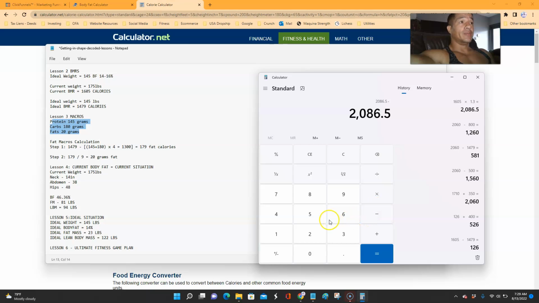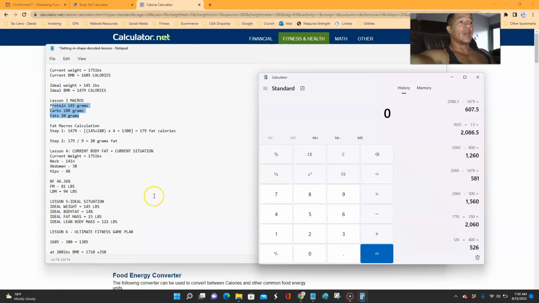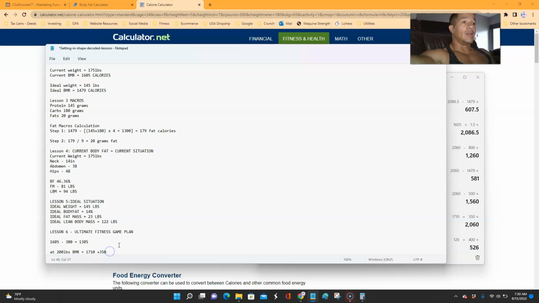If we subtract 1479, she's going to create a 607 calorie deficit at the beginning, by eating her ideal BMR and training for an hour. So somewhere around 600 calories. Now let's say that it's 1600 calories. Okay, and so we're going to go here.